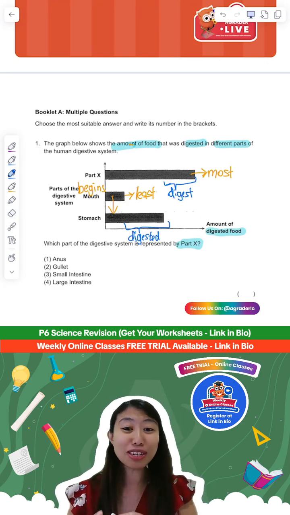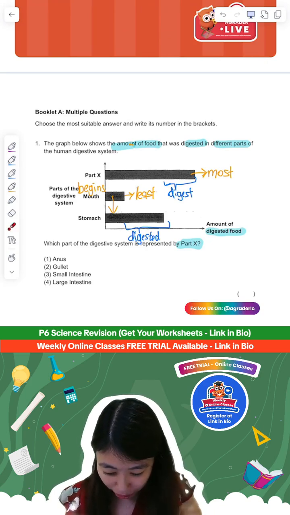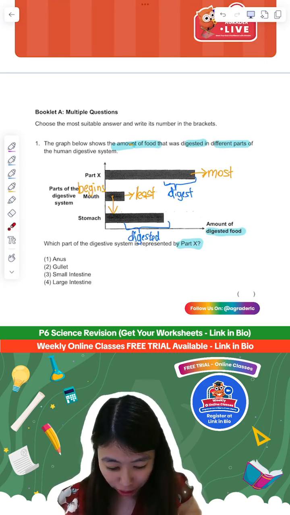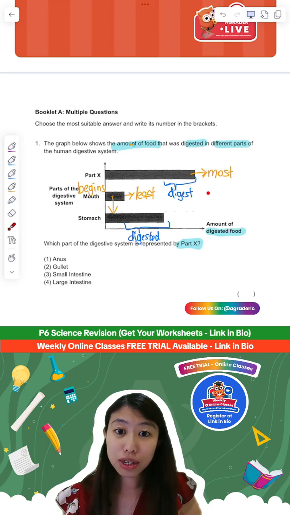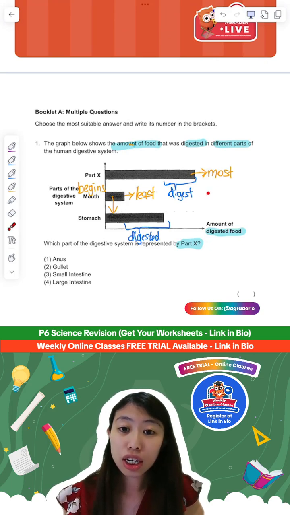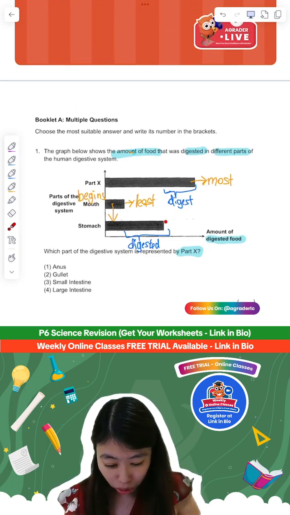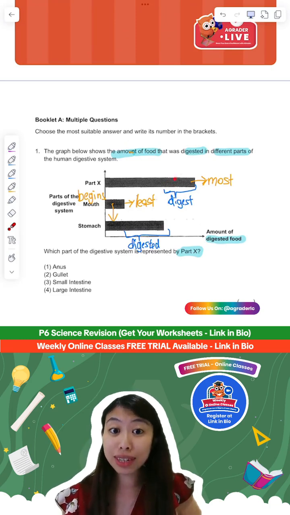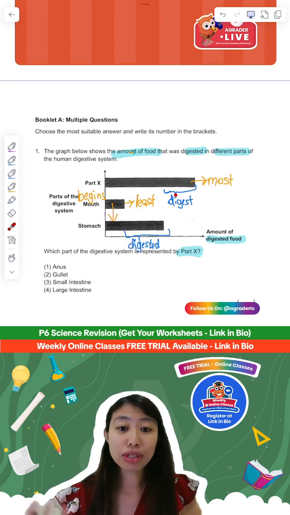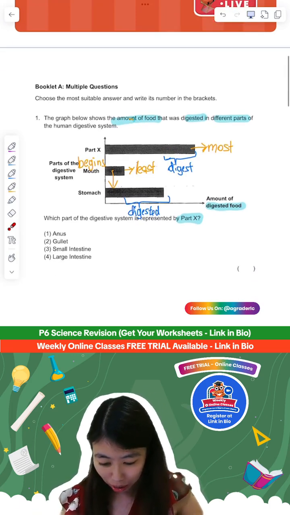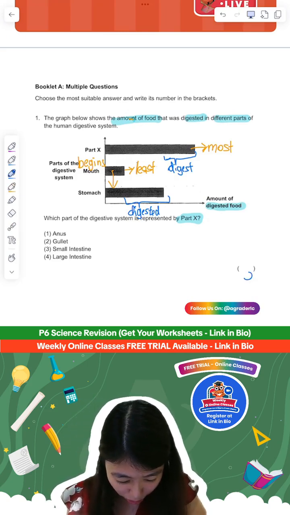Okay, but let me continue with this question first, okay? So over here, you can see that food is digested here. And since there is the most digestion here, this tells me that it is at the small intestine. Why? Because from the stomach to here, you can see that food did get digested. So when there is digestion, the only place left is the small intestine. Okay, so your answer is supposed to be number 3, small intestine.